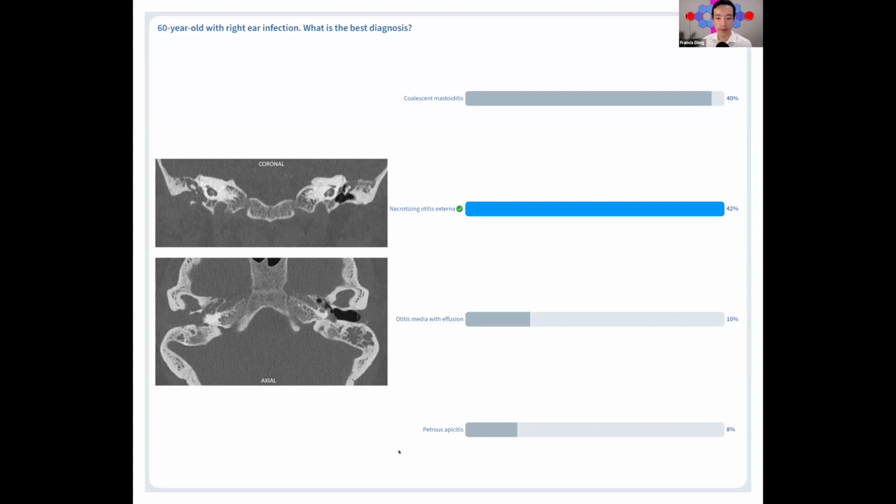And so this is important to recognize because this is treated with IV anti-pseudomonal antibiotics, whereas if you were to diagnose the patient with coalescent mastoiditis or acute otitis media, that would be treated surgically with cortical mastoidectomy or with antibiotics that are not necessarily directed against Pseudomonas. The entity of otitis media with effusion is actually a clinical term to indicate non-infected otitis media, meaning there's a serous effusion in the middle ear cavity, but it's not infected. So this would not be the correct answer.